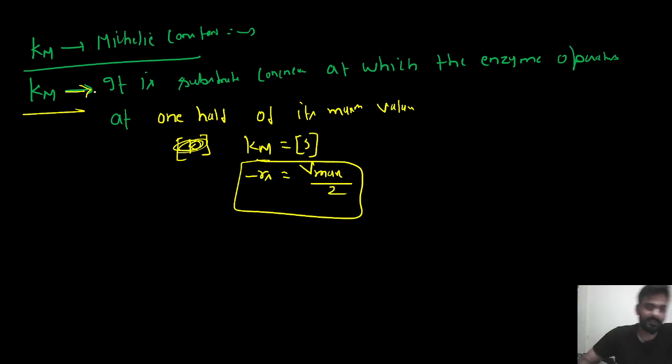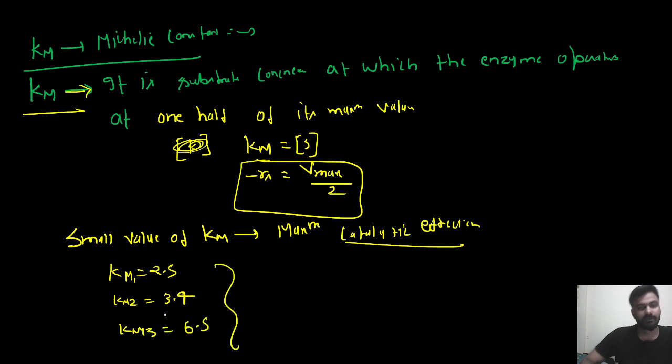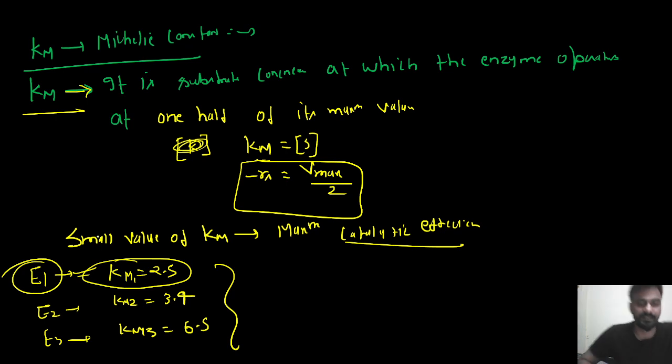Sometimes in the problem, if it is in statement form, you can get the problem from here. Now, if an enzyme has a small value of Km, then it will achieve maximum catalytic efficiency, right? So a small value of Km shows maximum catalytic efficiency. Sometimes a problem gives Km1 equal to 2.5, Km2 equal to 3.4, and Km3 equal to 6.5. So which will be working with the maximum efficiency? Km1 will be working with the maximum efficiency. If this enzyme is E1, this is E2, this is E3, then E1 will be more efficient as compared to the others. So this was the basic understanding of this particular concept.